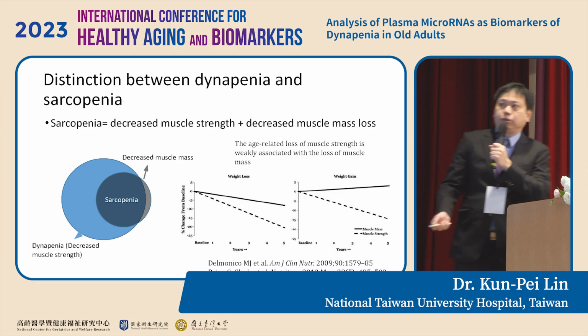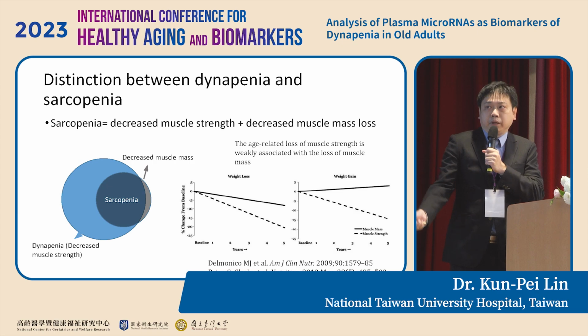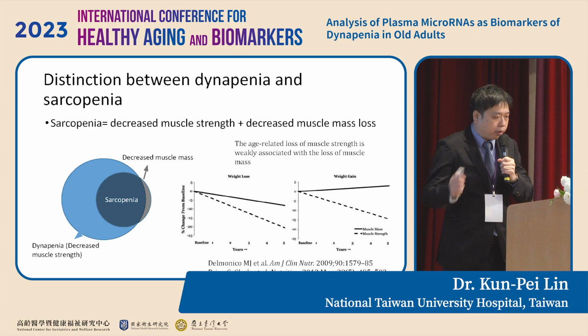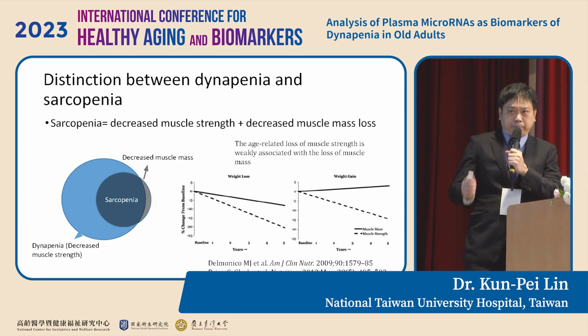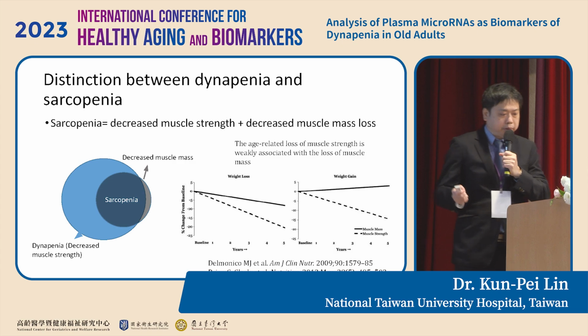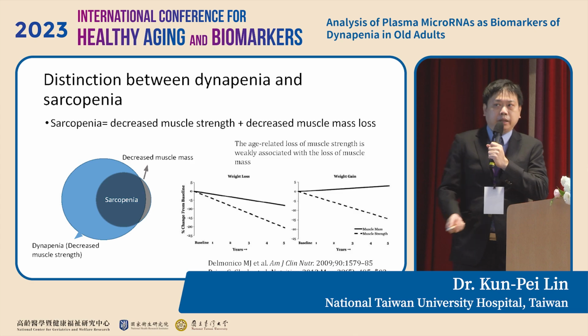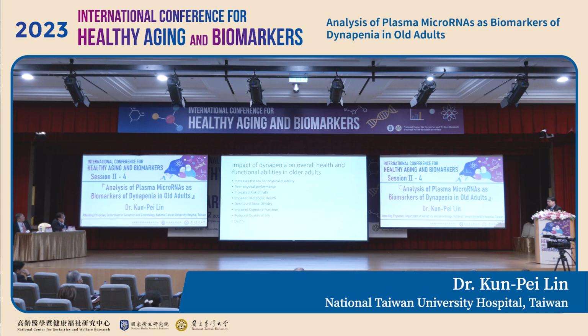However, the age-related loss of muscle strength is weakly associated with the loss of muscle mass. For example, a patient with weight gain may also have decreased muscle strength, but their muscle mass still increases. So when our focus is muscle strength or muscle function, sarcopenia may not be specific. When we focus on muscle function or muscle strength, Dynapenia may be a better target.